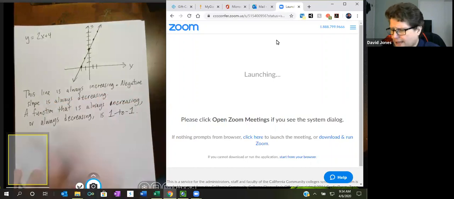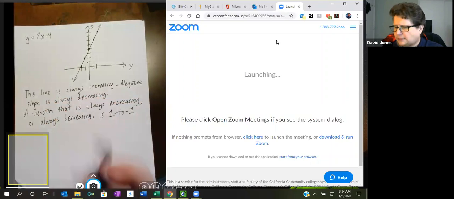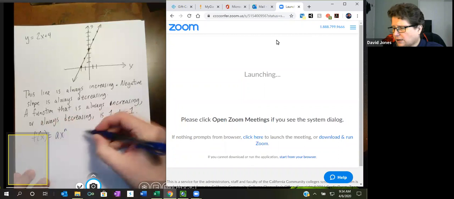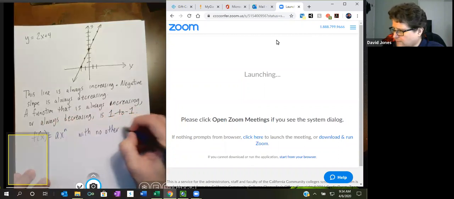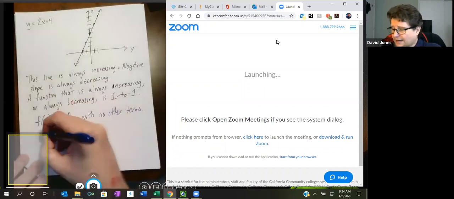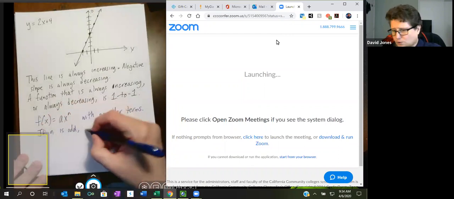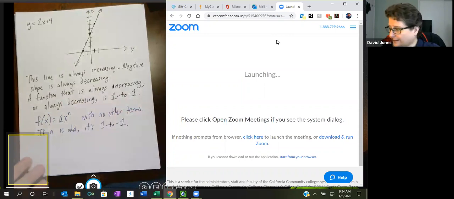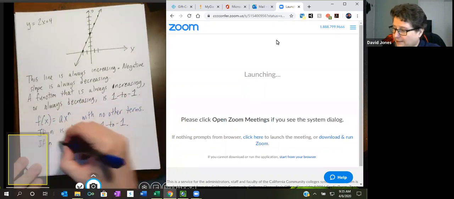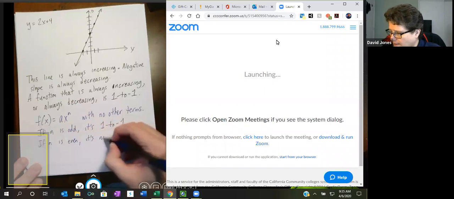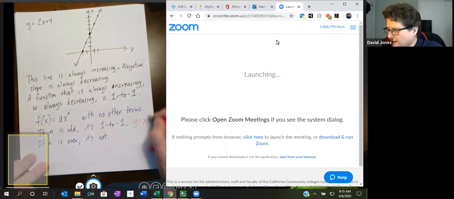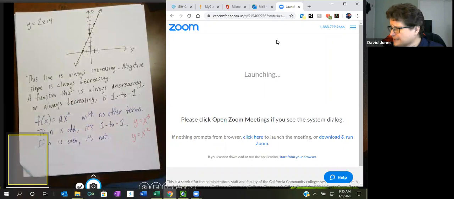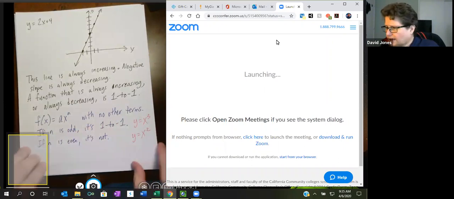If we go back to chapter 3, we were looking at polynomials, a general polynomial. For f of x equals a x to the n, with no other terms, just a single term, if n is odd, it's 1-to-1. Look at x cubed and x to the fifth. If n is odd, it's 1-to-1. If n is even, it's not. So picture y equals x cubed versus y equals x squared. y equals x squared passes the vertical line test, but it does not pass the horizontal line test. Okay? Let's proceed.